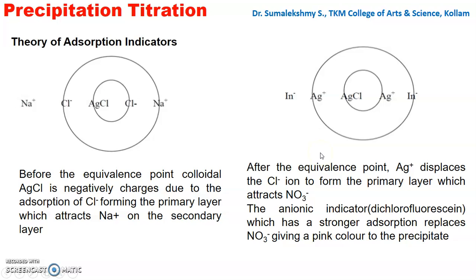Let us consider the titration of silver nitrate with the chloride ion or sodium chloride as an example. As I have mentioned earlier, silver nitrate reacts with sodium chloride to form silver chloride, which is a sparingly soluble compound or which precipitates from the medium. When silver nitrate is added to sodium chloride, it reacts with the sodium chloride to form silver chloride.